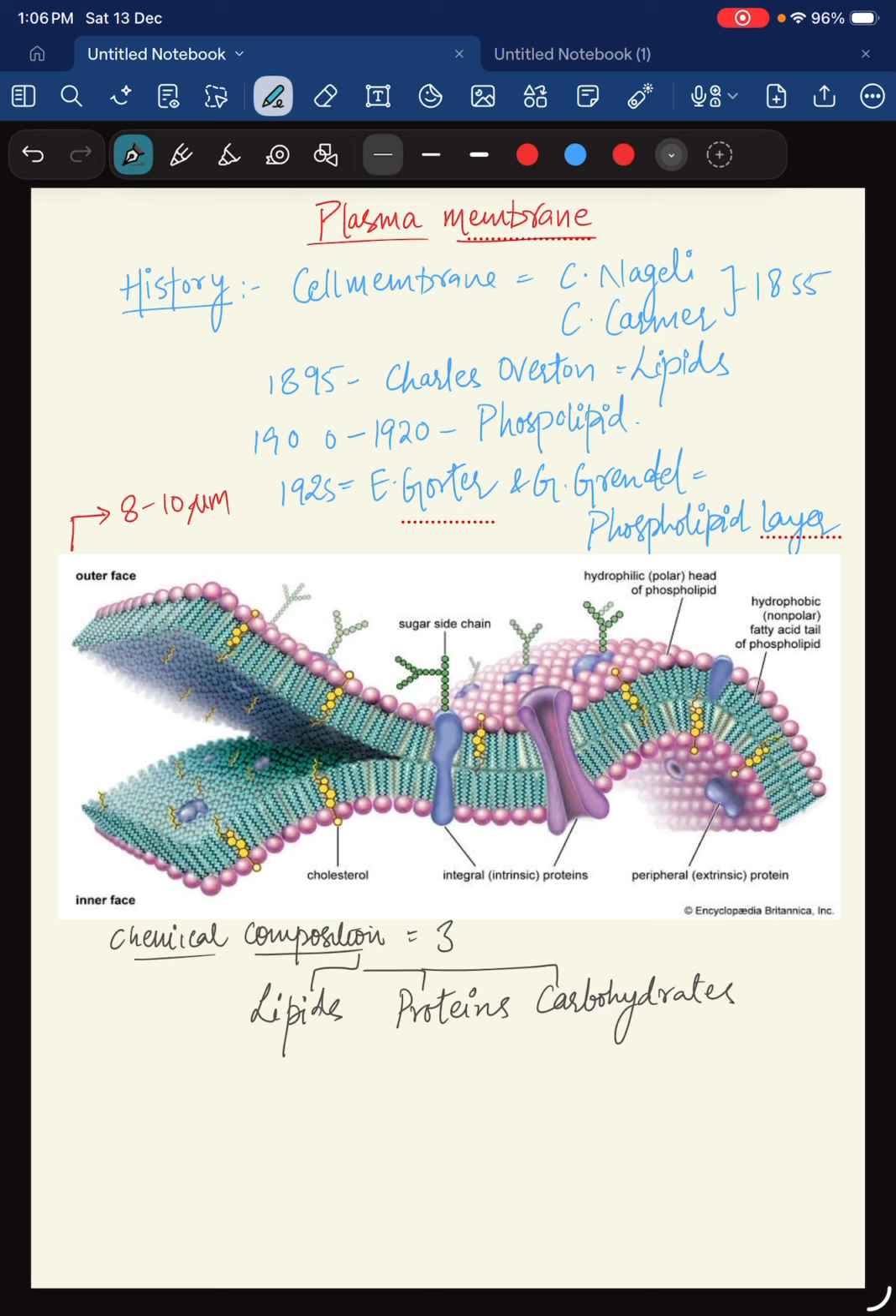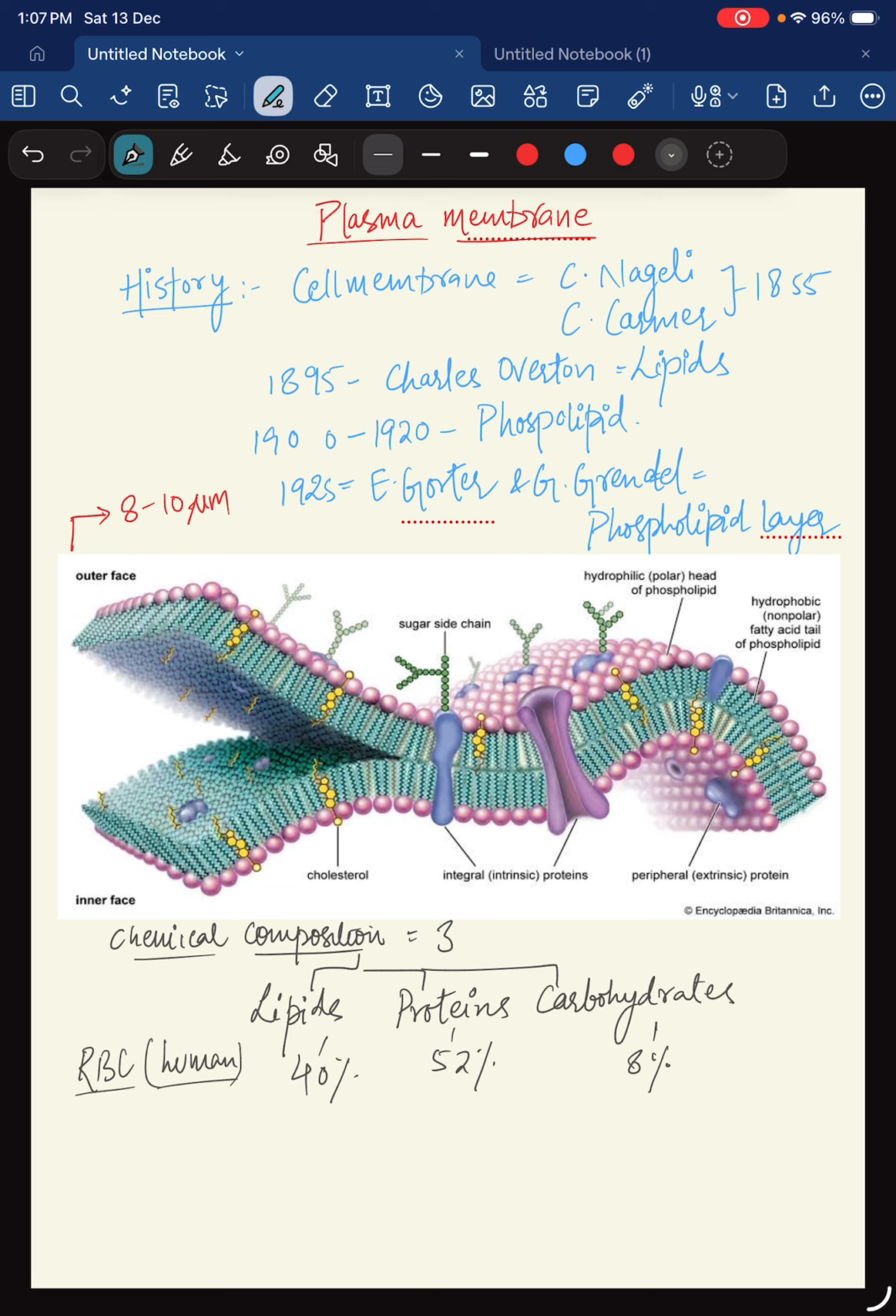Now we will see that in a normal human RBC, the plasma membrane generally has 52% protein, lipids are 40% and carbs are 8%.